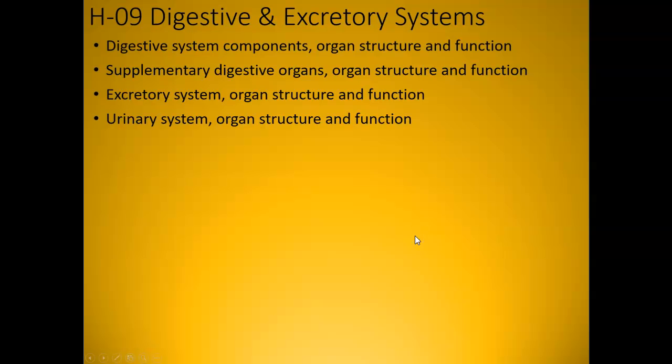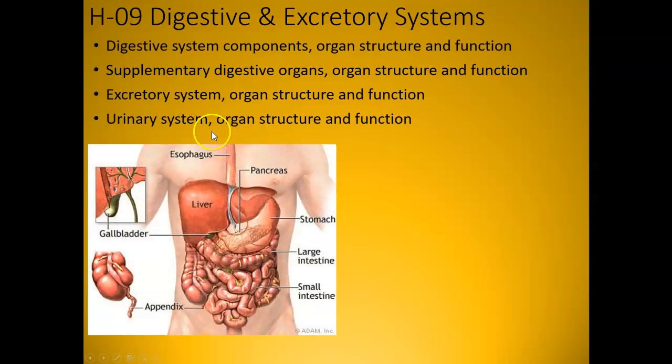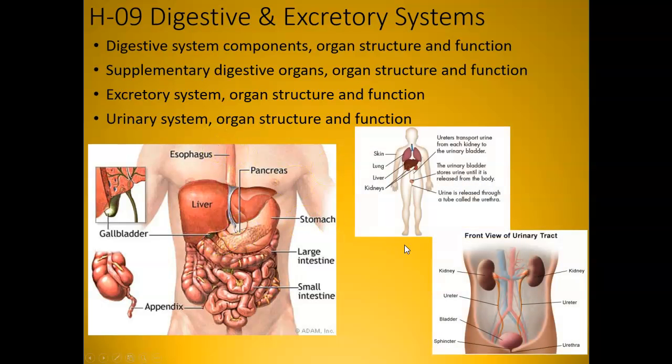All right, then we look at digestive and excretory systems. So the digestive system was that alimentary canal going from esophagus, stomach, small intestine, large intestine, rectum, and anus. And then we had all the supplementary things that were going on there as well: the liver, gallbladder, pancreas, spleen, kind of connected to that.